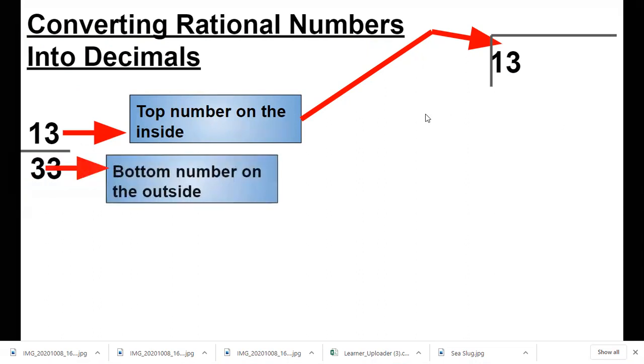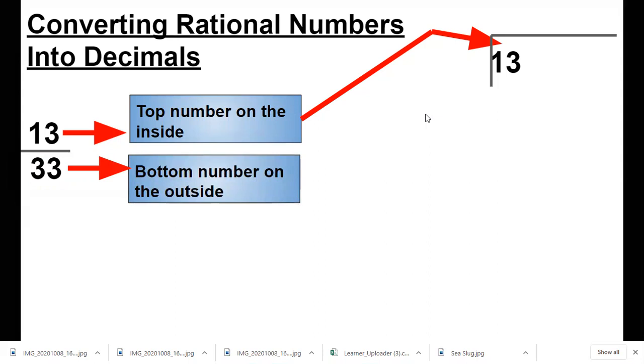And isn't that kind of the definition of fractions? Usually they're less than 1 unless you have a mixed number. 33 is the bottom. That's going to go on the outside of my division house. There it is. And now I start the process.